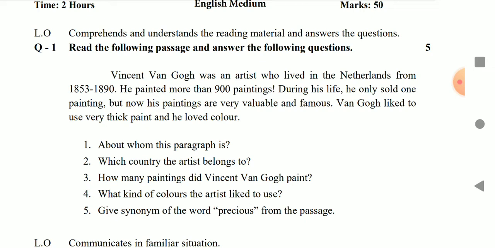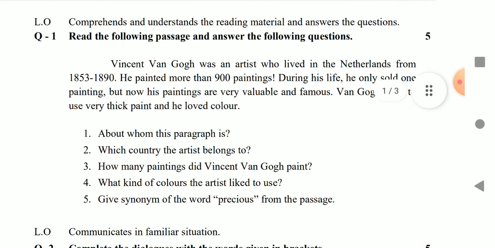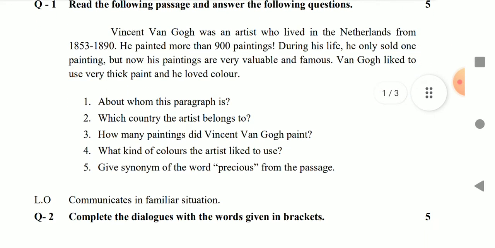Question 5. Give a synonym of the word precious from the passage. Synonym means similar meaning word or same meaning word. So from the passage, which word is most similar to precious? Which word means the same as precious? From the passage, not by yourself, but from the passage.